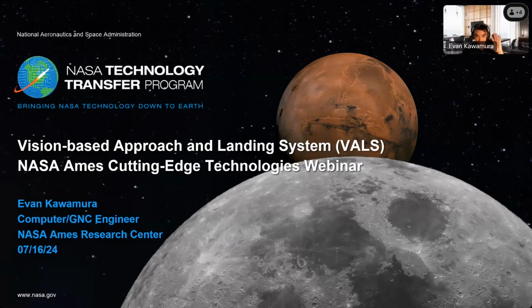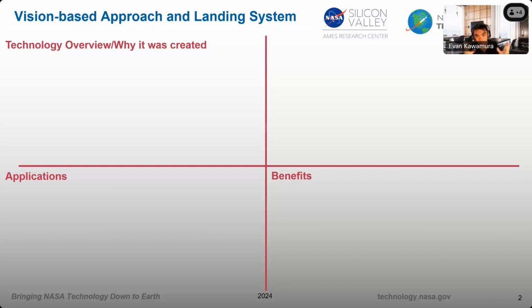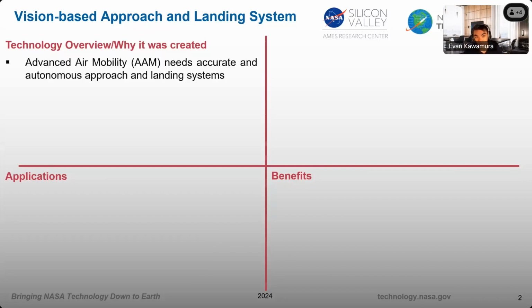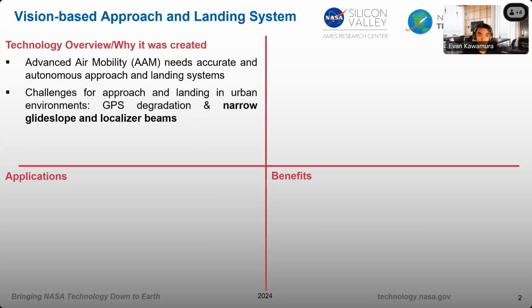Okay, so hi everybody. I'm Evan, and today we're going to look at a vision-based approach and landing system. This has similar applications, just like we heard from Guru, for advanced air mobility or flying cars. We'll start with the high-level quad chart, our technology overview and why we created this. For advanced air mobility, or AAM, we need accurate and autonomous approach and landing systems. But there are some challenges, of course. If you're in an urban environment, there are a lot of tall buildings, and your GPS signal is not going to be that good.